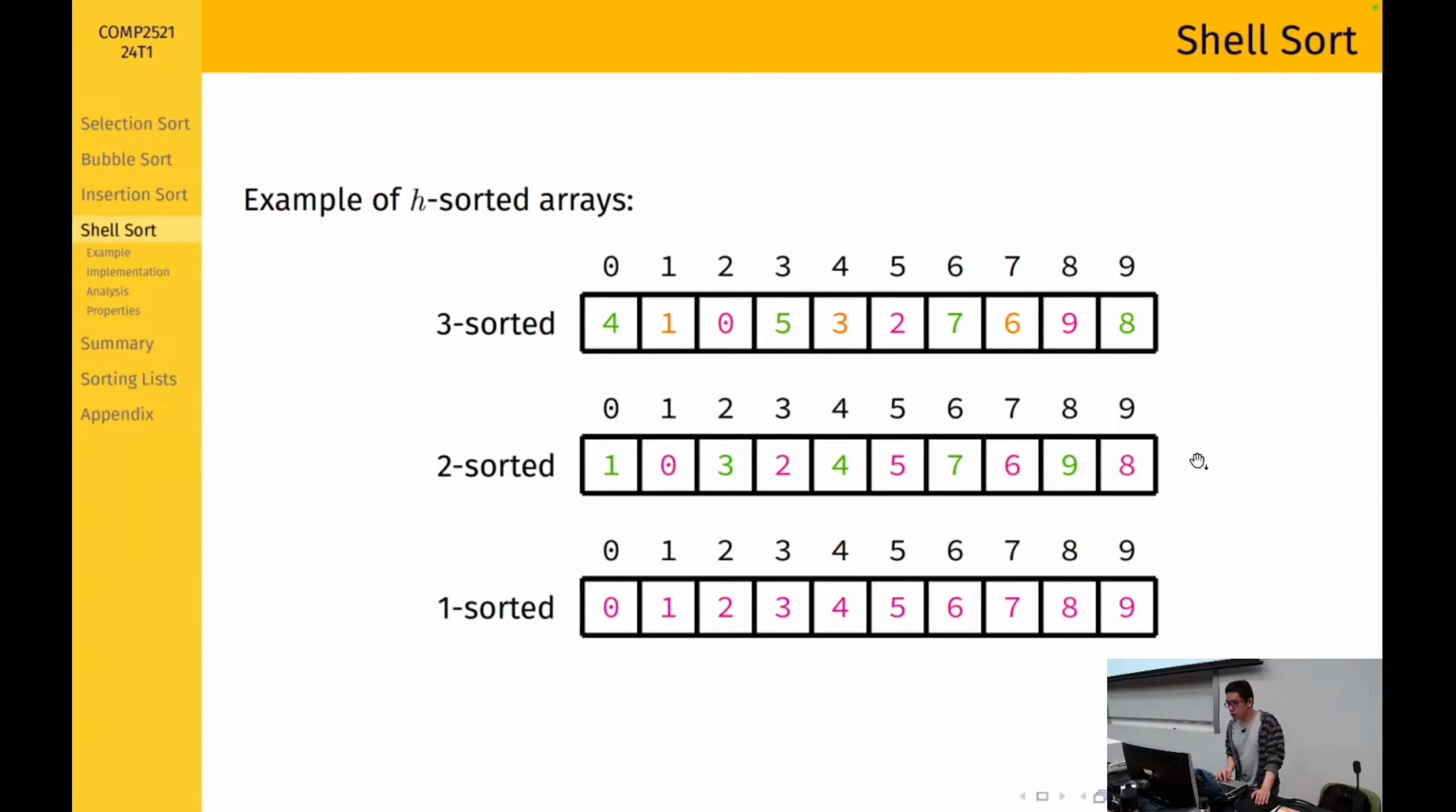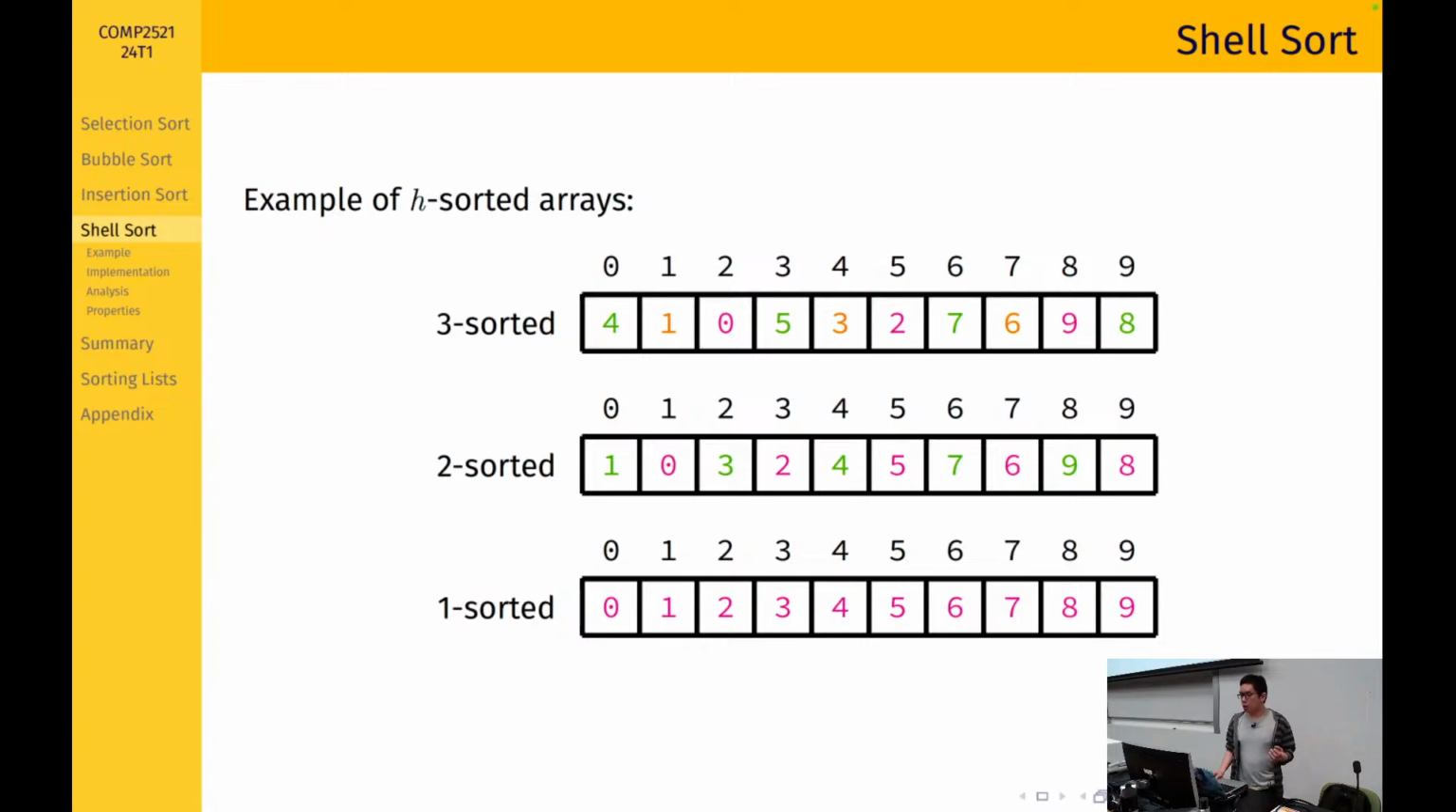Here's an example of a 2-sorted array. This means all the elements that are multiples of 2 apart are sorted. For example, 1, 3, 4, 7, 9 are all in order, and the alternating indices 0, 2, 5, 6, and 8 are also sorted. And finally, we have 1 sorted, and that just means the entire array is sorted.